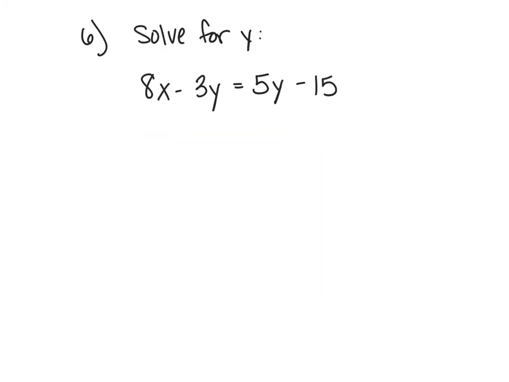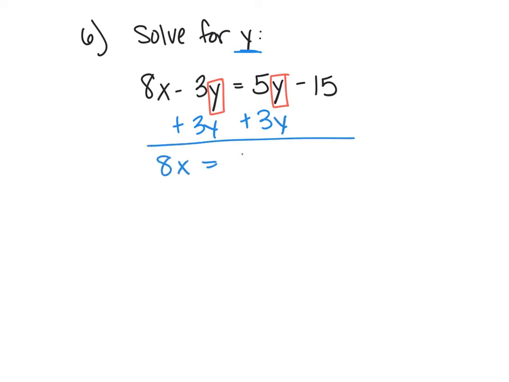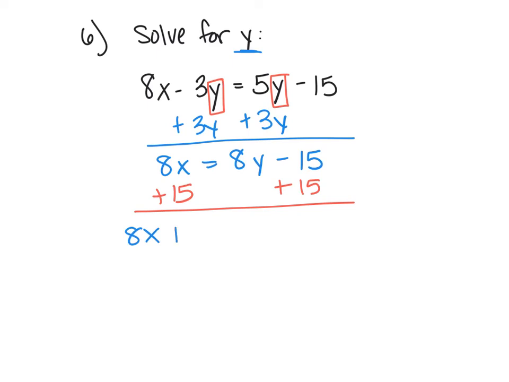So for the last problem on the study guide, we want to solve this equation for y, meaning that we want to get these y terms together, and then make my equation so it says y equals. So one step would be to add 3y to both sides, because we need the y's to be on the same side. That would give us 8y minus 15. So then we can add the 15 to both sides, and that will give me 8x plus 15 is equal to 8y.